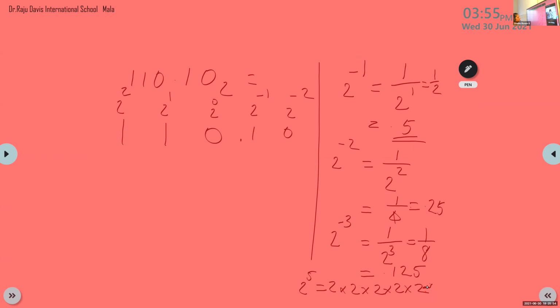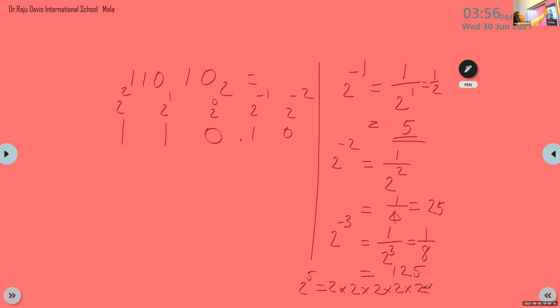2 raised to 5 is equal to 2 into 2 into 2 into 2 into 2, 5 times 2 multiplied. That is 2 raised to 5. So 2 raised to minus 5 is 1 by 2 raised to 5. That means 1 by 5 times 2 multiplied. Okay. Is it clear, this minus 1 concept? Is it clear?